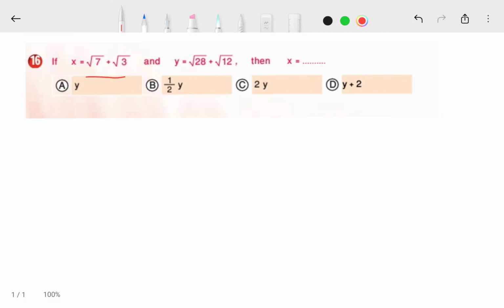For this one, I cannot factorize these. I cannot simplify them further because none of them is a perfect square, or we cannot factorize them so that one of the factors is a perfect square, but these values are bigger. We can try this one. y equals square root 28 plus square root 12.